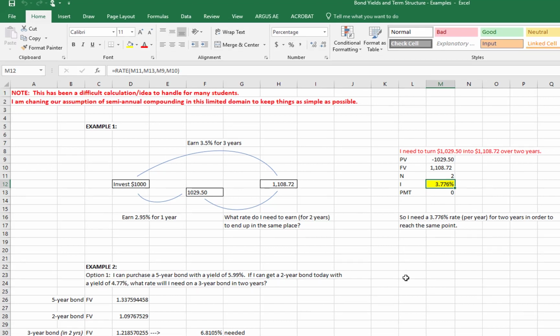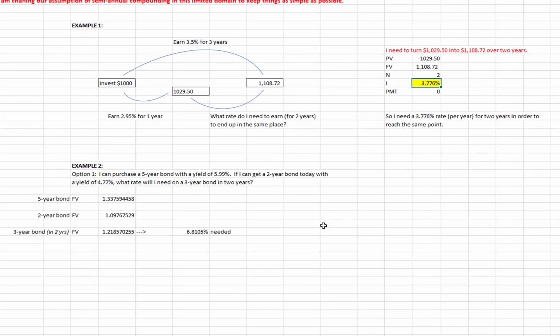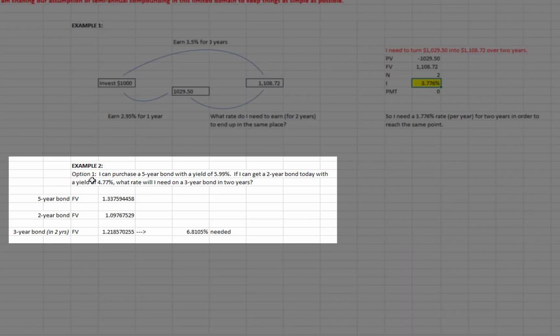Now there's a second way to calculate this. This is more in line with what the book shows. Let me just do another example and talk through this real quick. I can purchase a 5-year bond with a yield of 5.99%, and again that's a per year number. If I can get a 2-year bond today with a yield of 4.77%, what rate will I need on a 3-year bond 2 years from now?